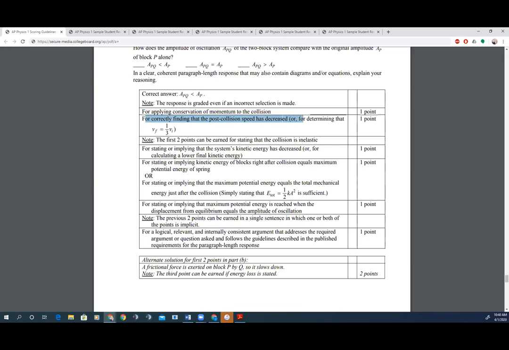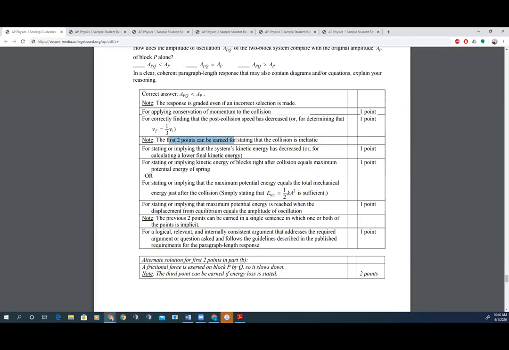So not only applying the law of conservation of momentum, so just having stated, this is a collision, therefore momentum must be conserved is a point right there, without even explaining how that actually impacts the system. We're then correctly applying it by saying, okay, wait a second, you've decreased the post collision speed. You get another point. So that's 2 points for that.